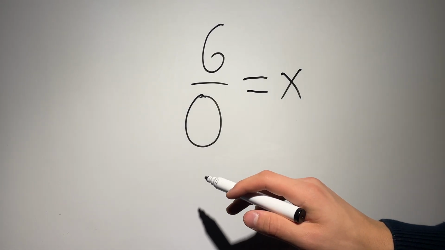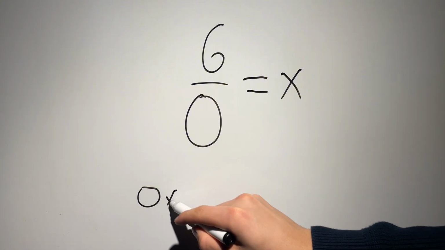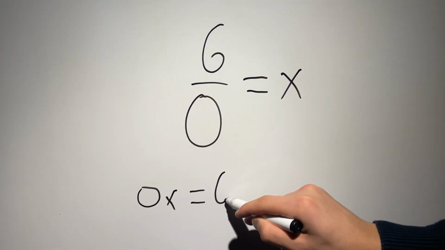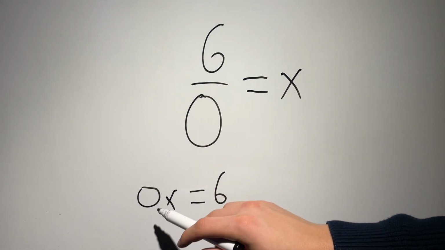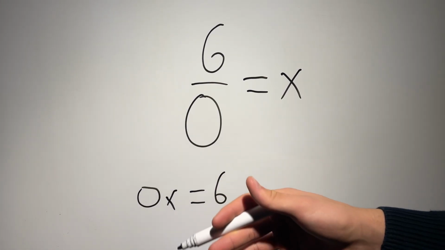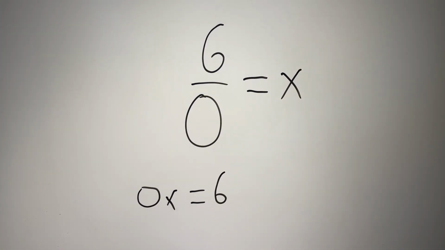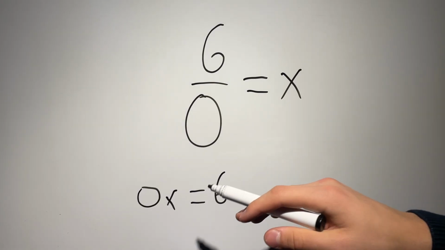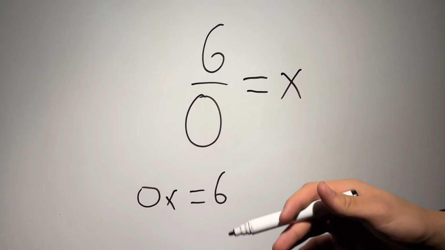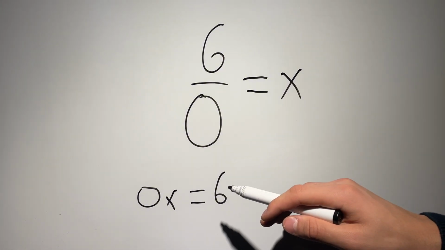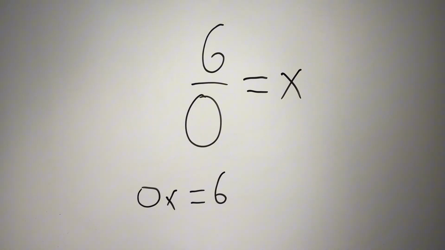This means, according to the rules of division, that 0 times x equals 6. But here's the thing, 0 times x is always 0, no matter what number we choose for x. So there's no value for x that can make 0 times x equals 6 actually true. This tells us that division by 0 just does not work.